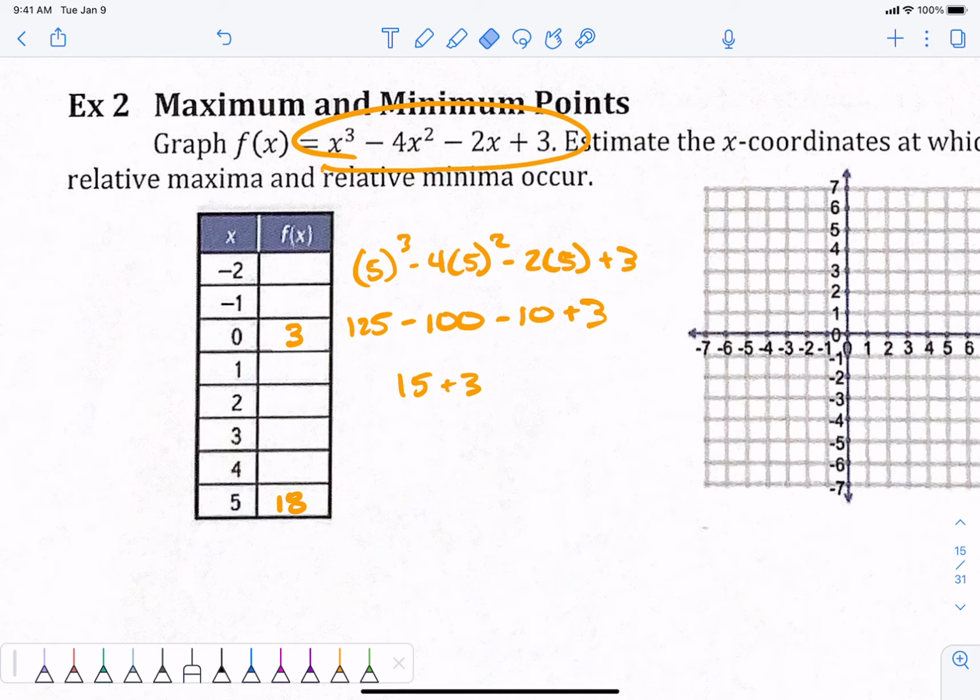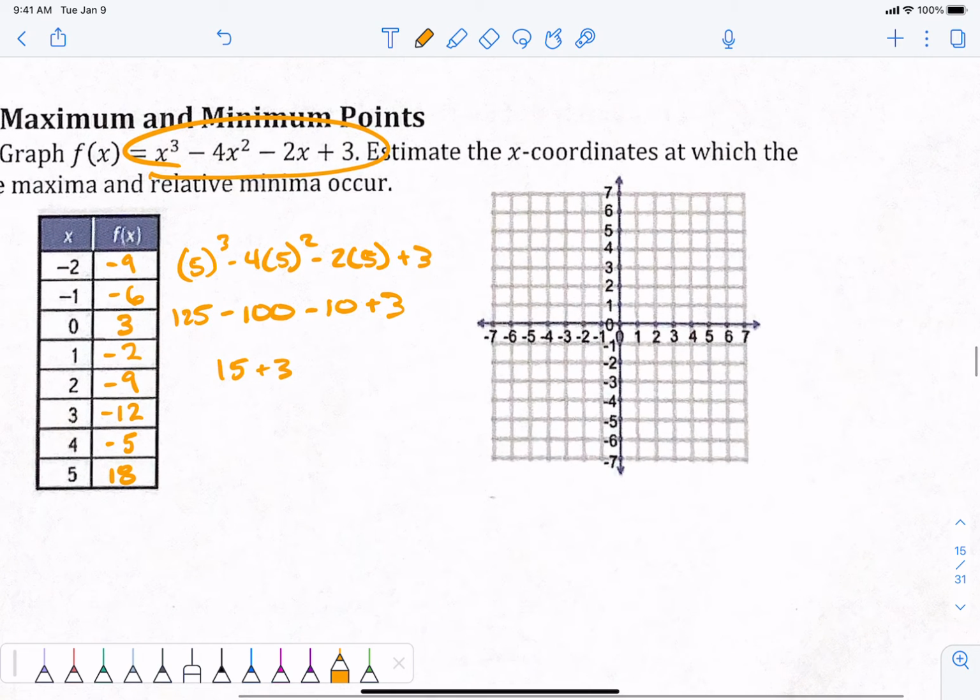Okay, anybody got any numbers? Daniel, you have -2? What did you get? -9. Okay. -1? -6. Sounds right. 1 is at? What did you get for 1? -2. Okay. 2? -9. 3? Negative 12. 4? Negative 5. I don't think that's right. No, could be. I bet you it is. Okay, let's try it.